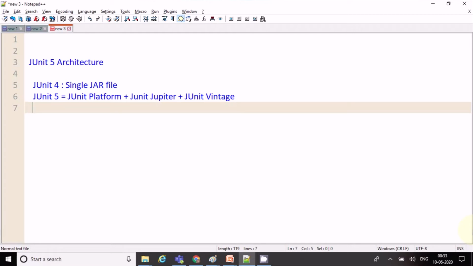So what is JUnit Platform? JUnit Platform is nothing but a test engine. It's a launcher for JUnit 5. We can start the execution by utilizing this test engine.